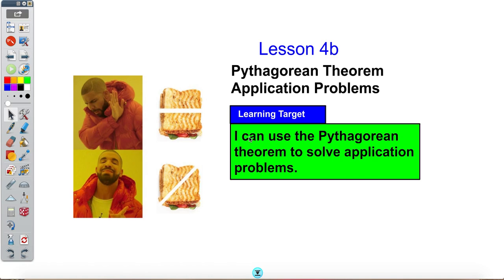Please go ahead and pause this video and write the learning target in the top right hand corner, and then we will get started with a real life application problem.